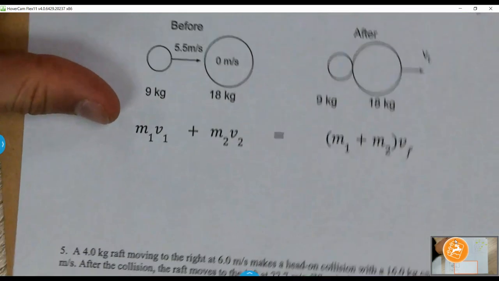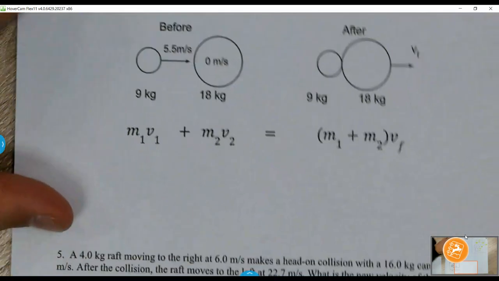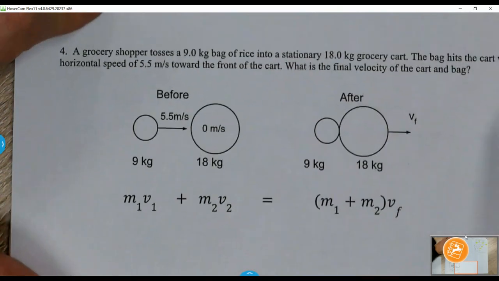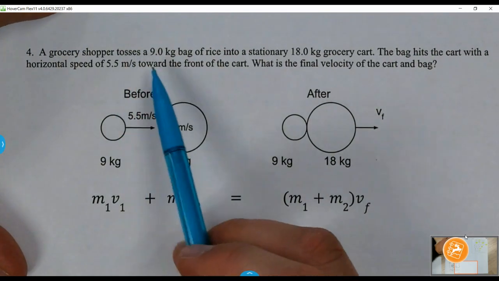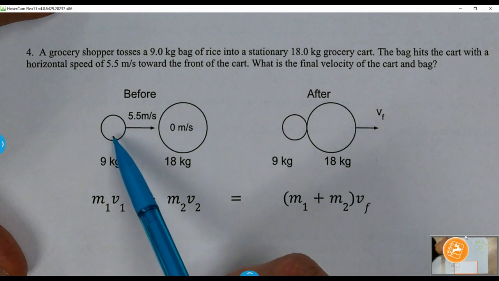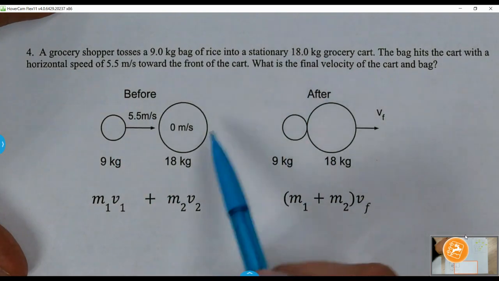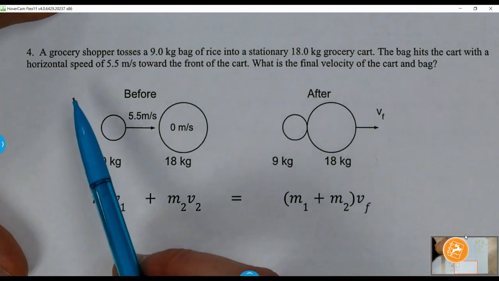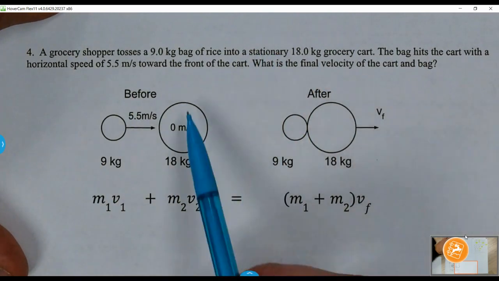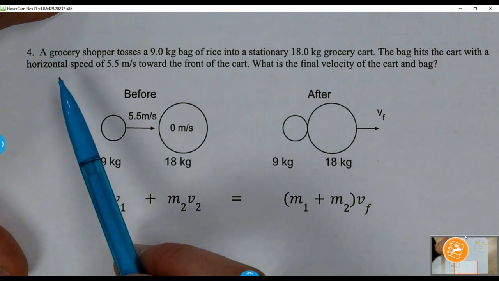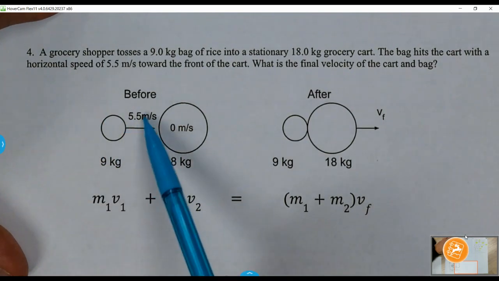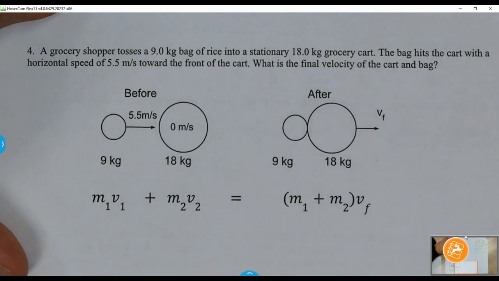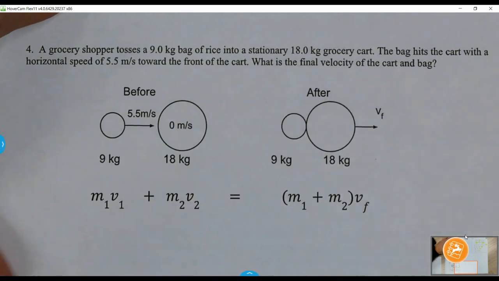All right, let's roll through. This is an inelastic collision. How do I know? Well, they're stuck together after the collision. So when you read a problem like that: a grocery shopper tosses a 9-kilogram bag of rice into an 18-kilogram grocery cart. The bag hits the cart with a horizontal speed. Now that says stationary, so that's why it's 0 meters per second. The bag has a horizontal velocity of 5.5 meters per second. What is the final velocity of the cart and the bag now that they're stuck together?